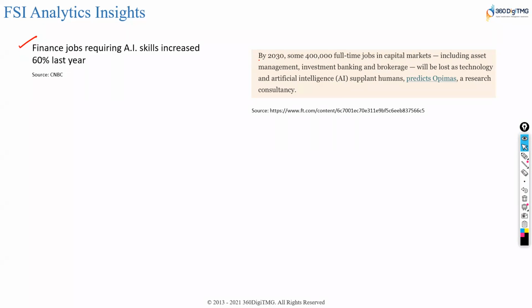By 2030, some 400,000 full-time jobs in capital markets. Capital markets includes asset management, investment banking, brokerage. All these full-time jobs will be lost as technology and AI is going to supplant humans. It's going to dominate humans. If that many jobs are going to be lost, who are the people who will benefit and who are the people who will get jobs?